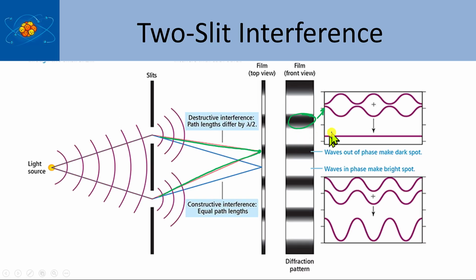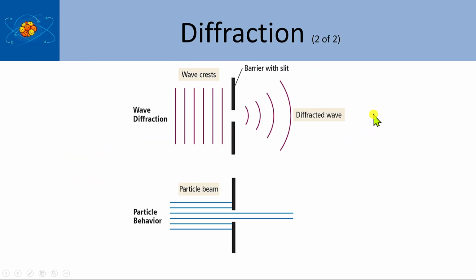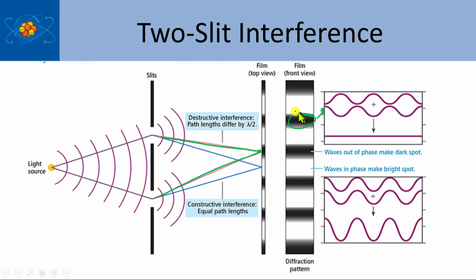So this is definitely what we expect to see when we see waves. We get two things: we get diffraction, and we get interference. We get both constructive and destructive interference. This pattern that we would see is known as a diffraction pattern.